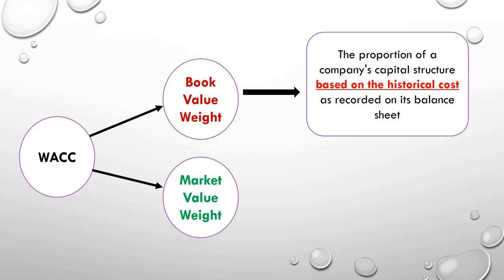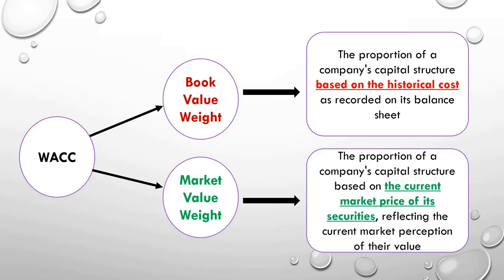Book value weights means whenever you are forming a capital structure with different combinations, whatever cost you have written in your balance sheet will be the amount at which you purchased all these things. So we will calculate the weights according to the historical cost. I can say the proportion of the company's capital structure based on historical cost as recorded in your balance sheet will be considered as your book value weights.